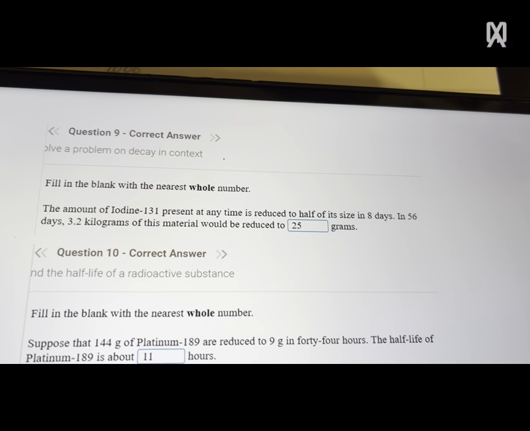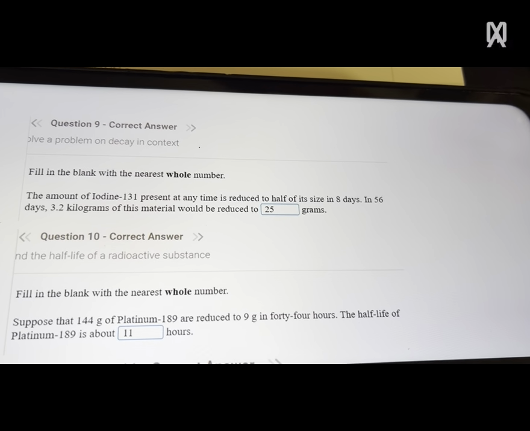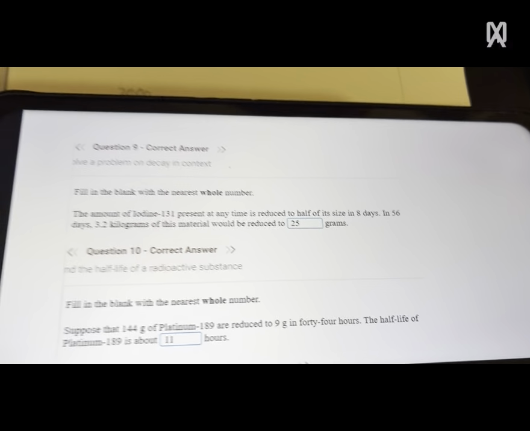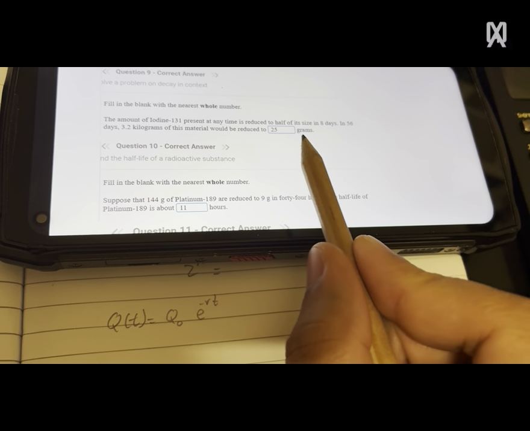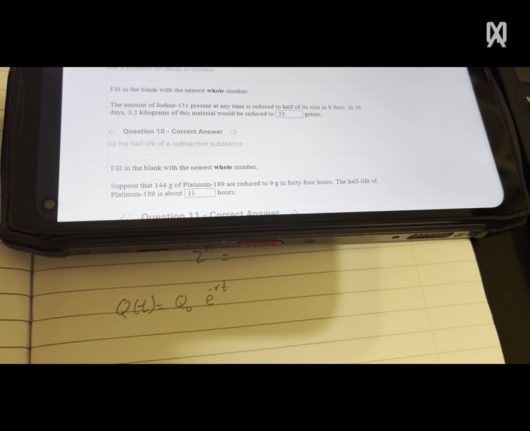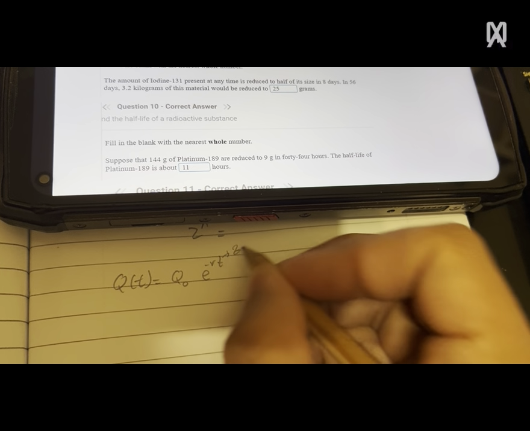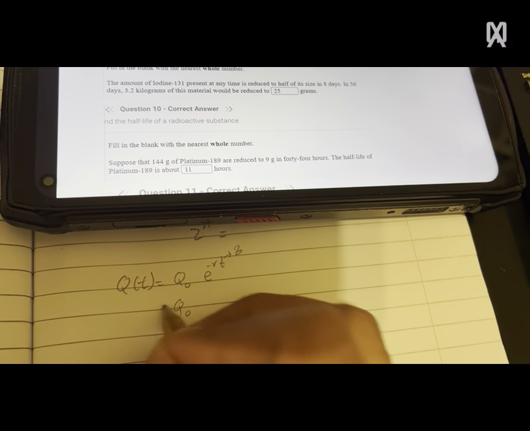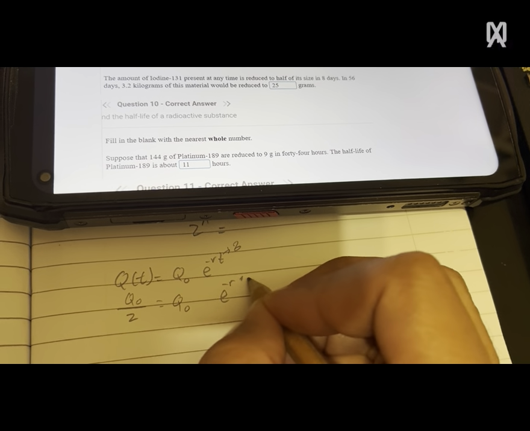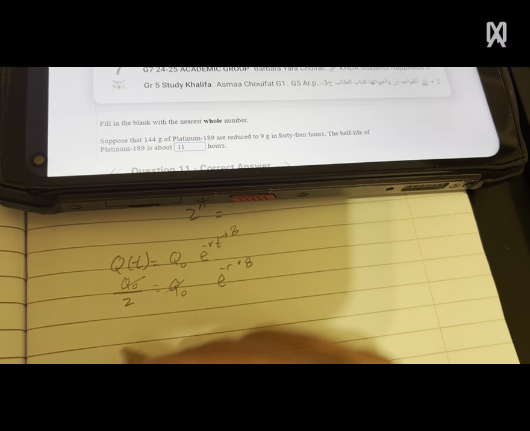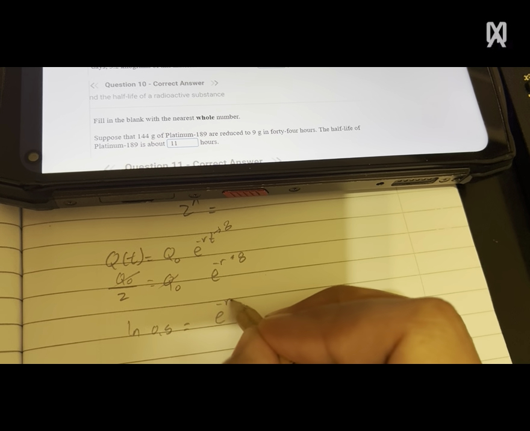Question 9, the amount of iodine 131 present at any time is reduced to half of its size in 8 days. In 56 days, 3.2 kilograms will be how much? This is decay. So first I need to get the rate of decay. He told you that the half-life is 8 days, so I need to get R. After 8 days, when t is equal to 8, this one will be Q initial over 2, e to the power of minus R times 8. So this will cancel this. So this is ln 0.5 is equal to minus 8R.